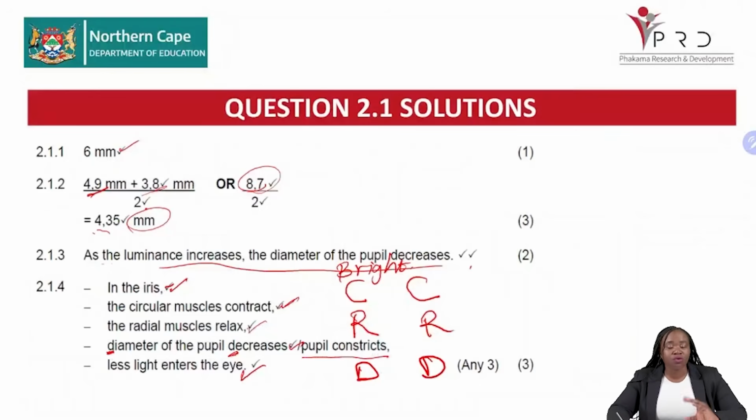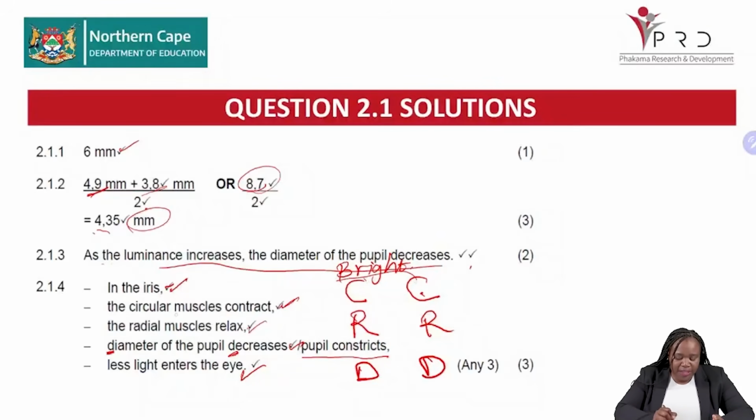So just be able to describe this as it is, and then you'll be able to score your marks. Now, when you are looking at this process in dim light, it is basically the opposite. The circular muscles will relax, the radial muscles will contract, the diameter of the pupil will increase, or the pupil will dilate, it will become bigger.